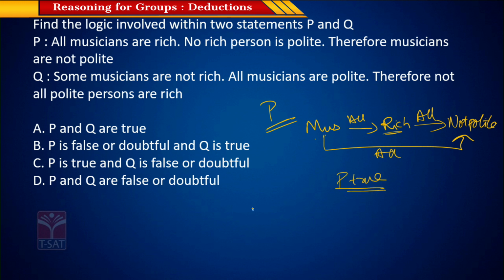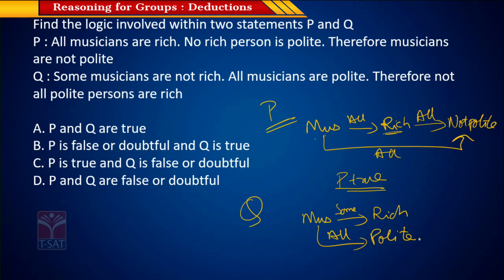The logic flows here. Q says some musicians are not rich. So there are musicians, some of whom are not rich. And it says that all of the musicians are polite. This seems like a more logical statement. Anyway, back to the question. Therefore, not all polite persons are rich.